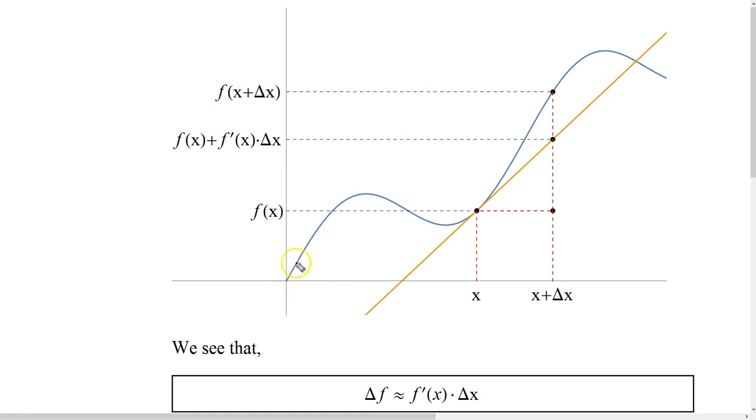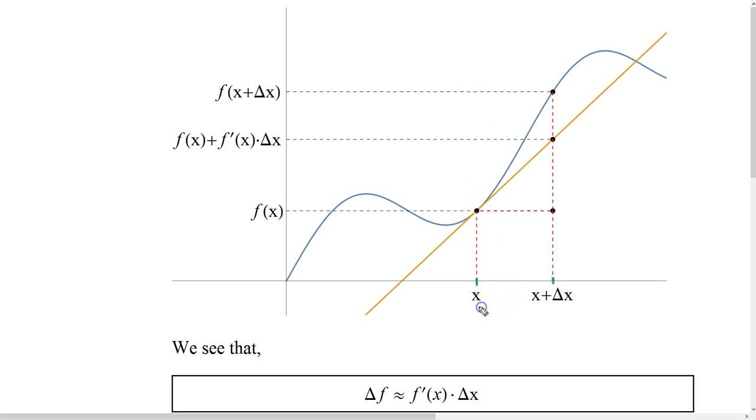So here we have the graph of a function. The blue curve here is the graph of just some function f of x. Down here we have x on the x-axis and the corresponding function value on the y-axis. Now suppose that we change from x to x plus delta x. We want to consider how the function f of x changes.